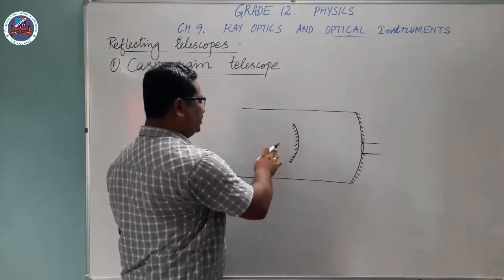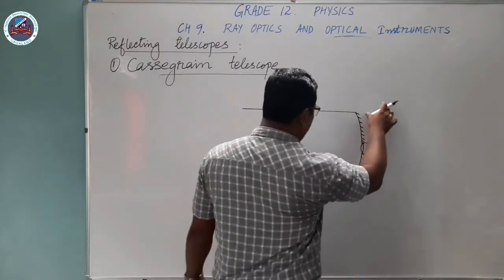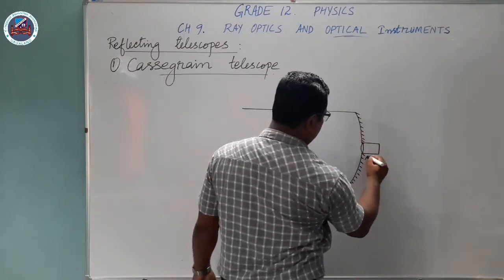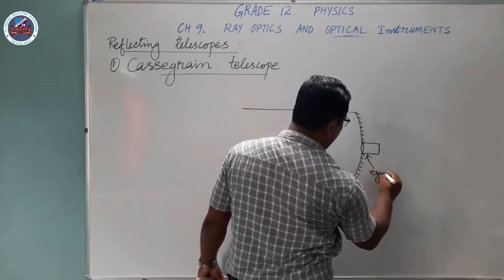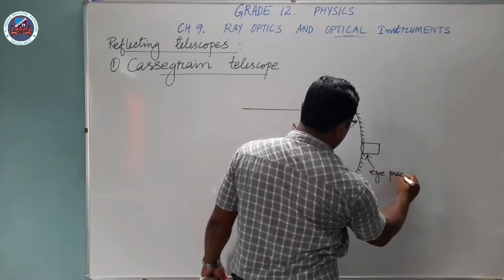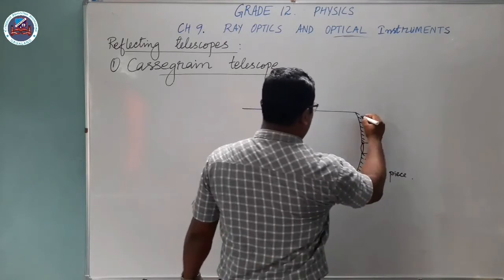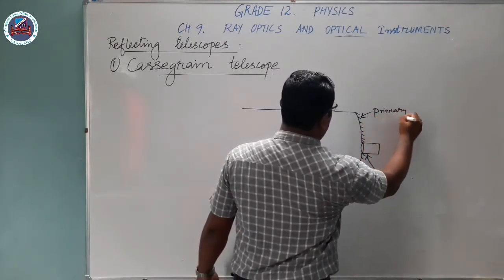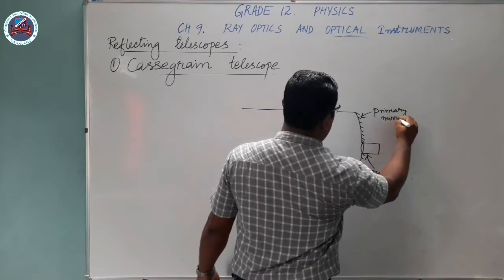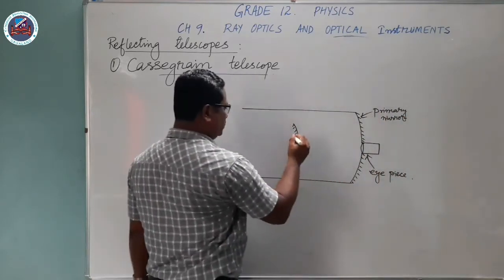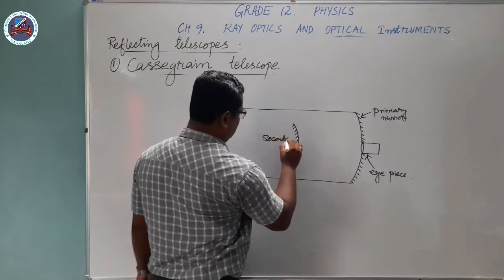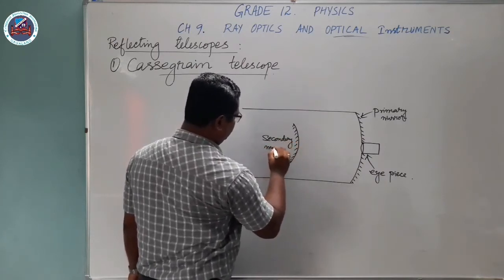This is called your secondary mirror, this is your primary mirror, and this is your eyepiece. This is a concave mirror, and this is called your secondary mirror.